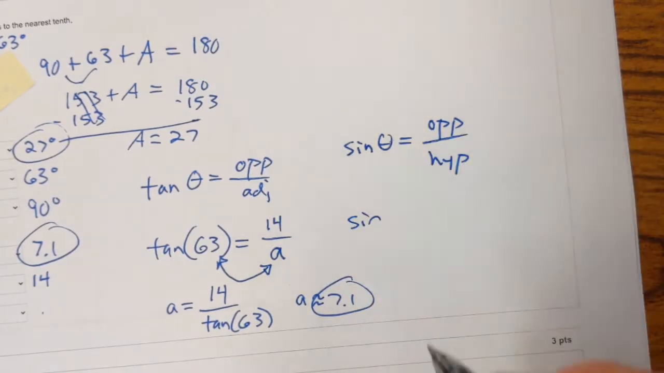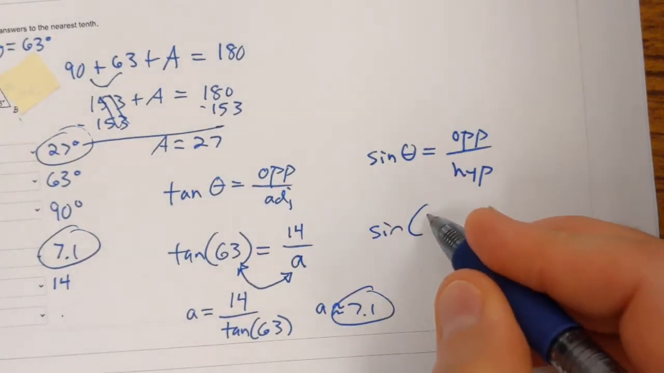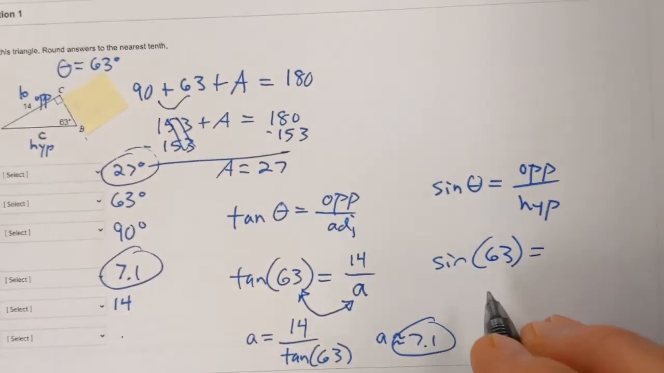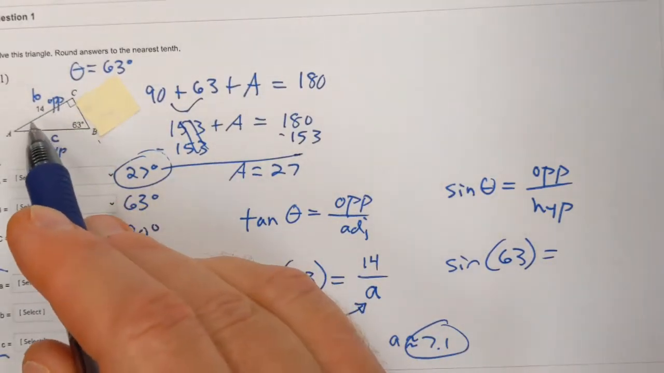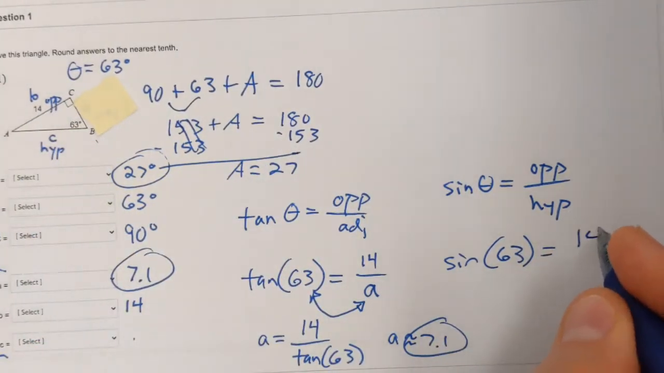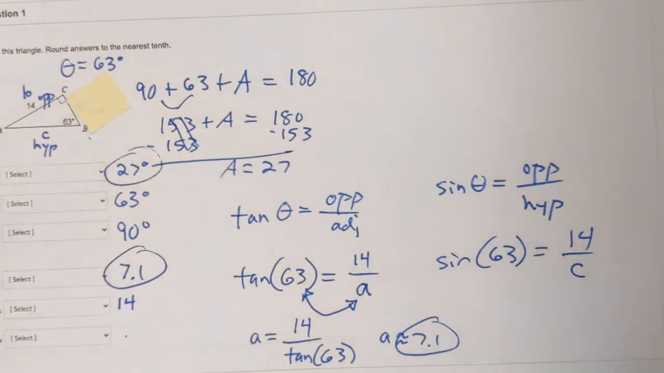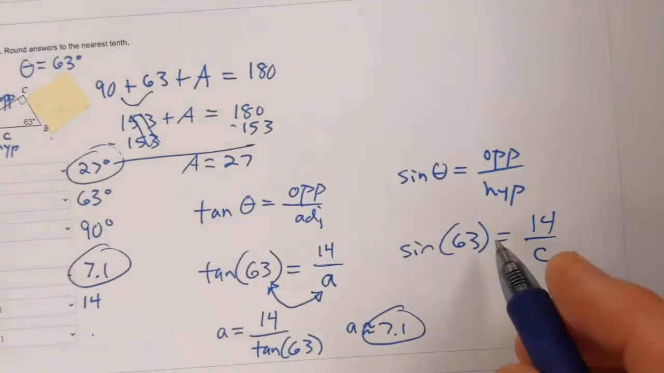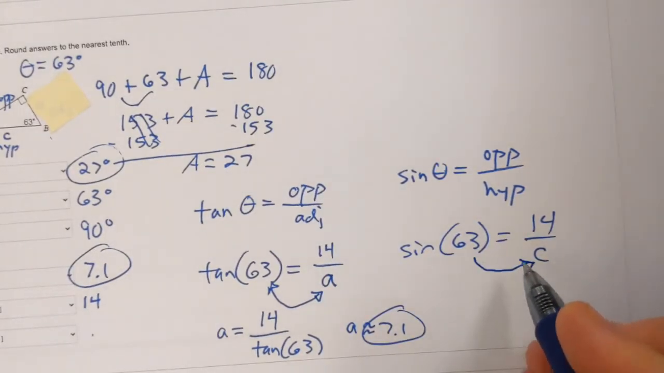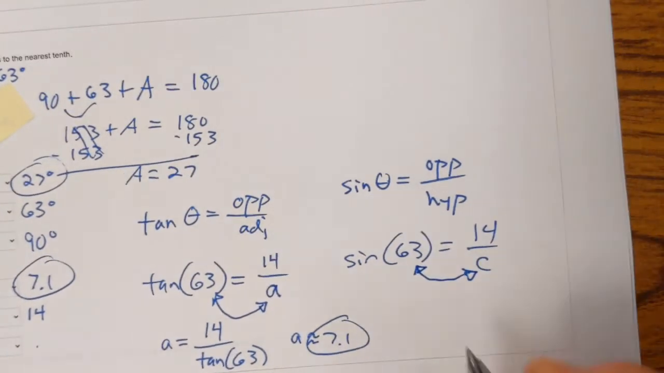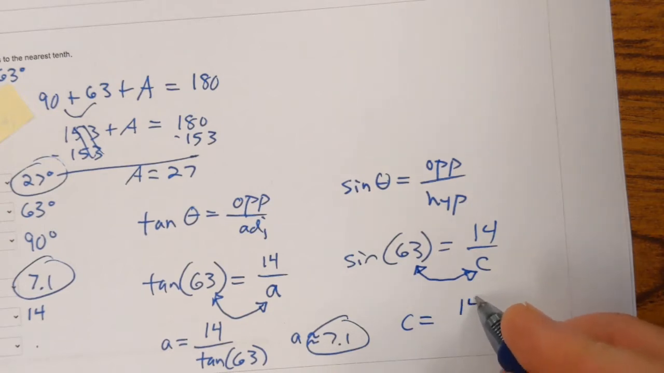So theta is my angle, 63. And looking back at this problem, opposite is the 14. Hypotenuse is the variable C. And we've gotten a lot of these where the variable's on the bottom. Remember, if the variable's on the bottom of your fraction, we're going to flip these around.